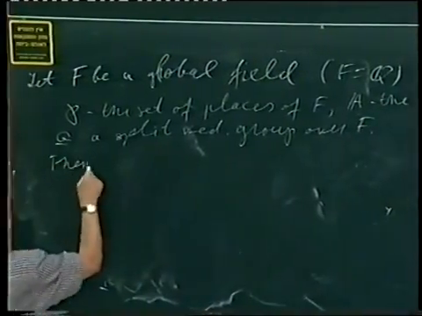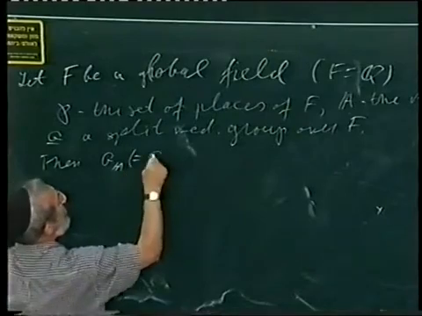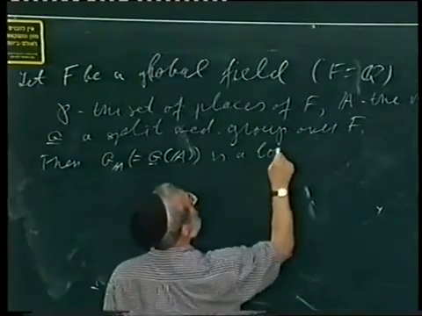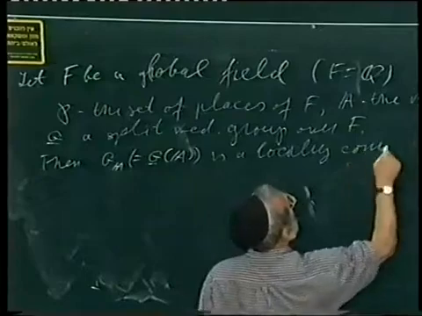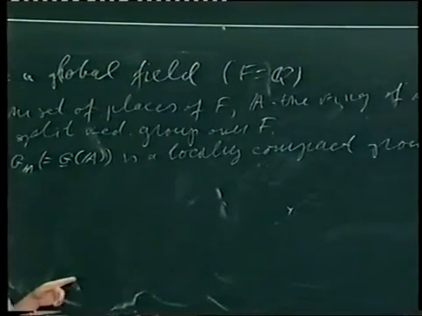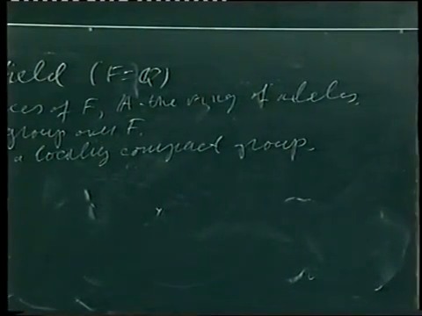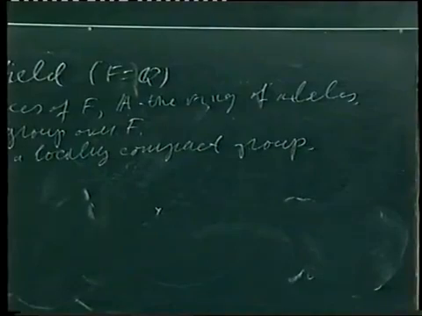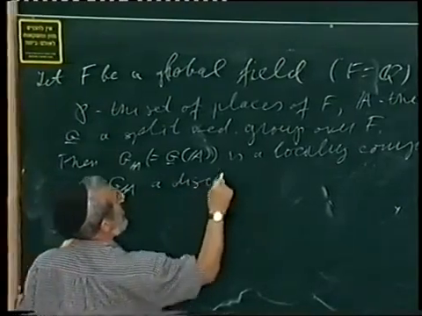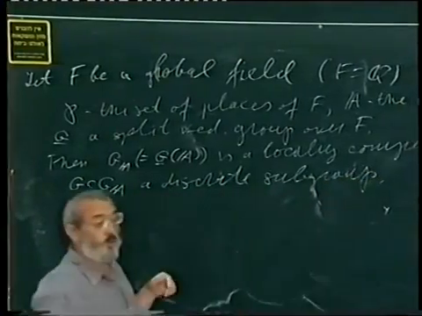Then G_A, which is by definition G of A, is a locally compact group. Question: I was trying to remember whether adeles included the reals. Yes, they definitely do include them. You see from the next statement, G in G_A is a discrete subgroup. You see, it has to include the real.